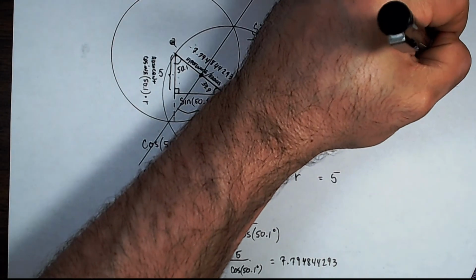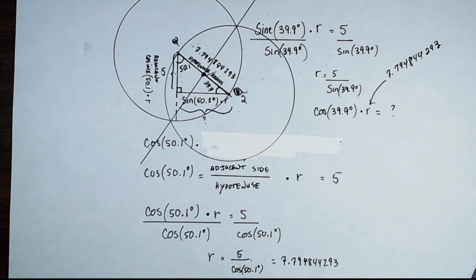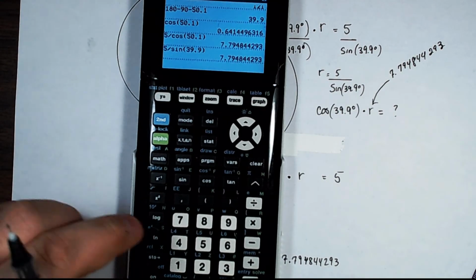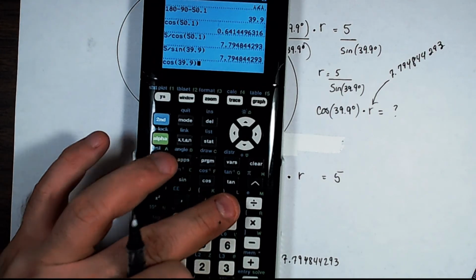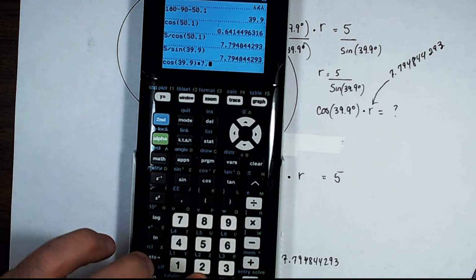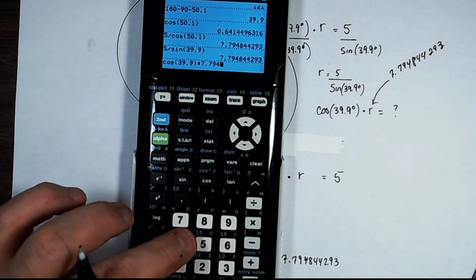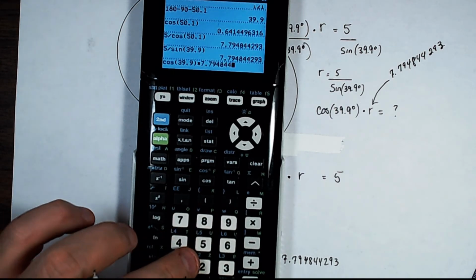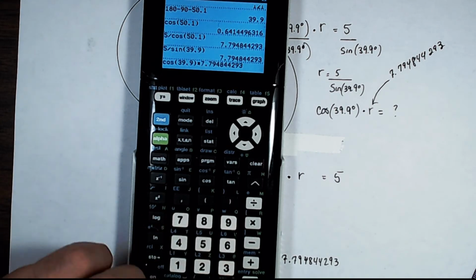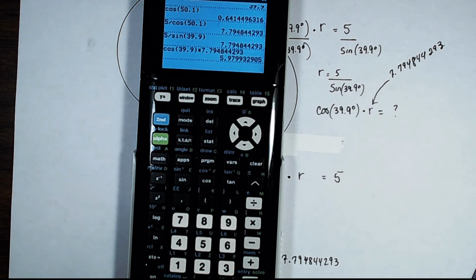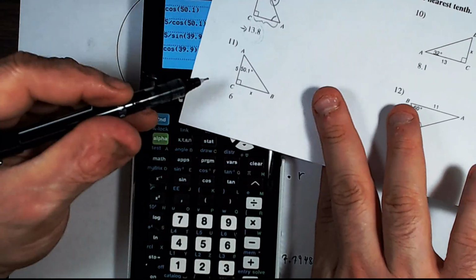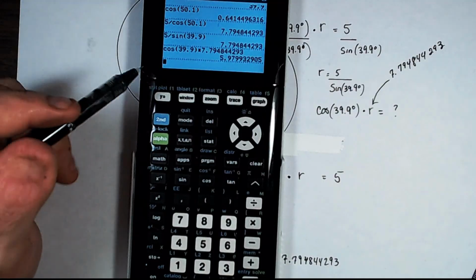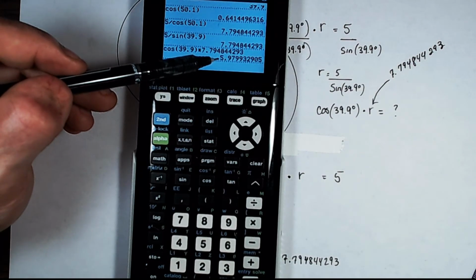7.794844293. So I just plug that in: cosine of 39.9 times 7.794844293 is going to give me 5.9799. The answer gives 6 right here. If you round to the nearest ones place, you get 6.